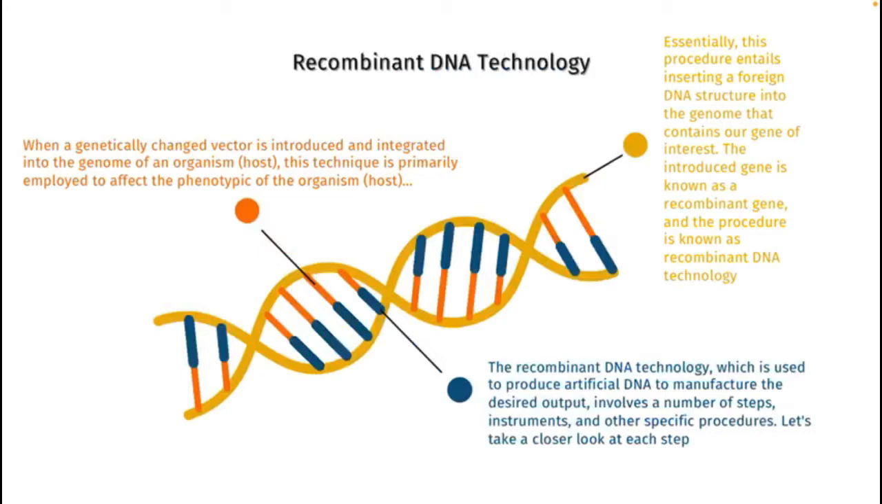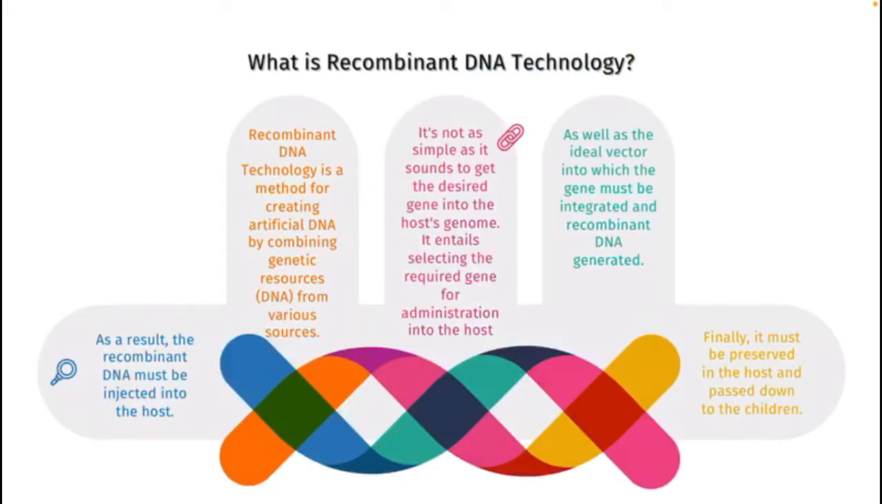and the technique is called the recombinant DNA technology. There are multiple steps, tools, and other specific procedures followed in the recombinant DNA technology, which is used for producing the artificial DNA to generate the desired product, which we will understand more in detail in the next slides. So what is the recombinant DNA technology? It's a technology used for producing artificial DNA through the combination of different genetic materials from different sources, which is referred to as recombinant DNA technology.